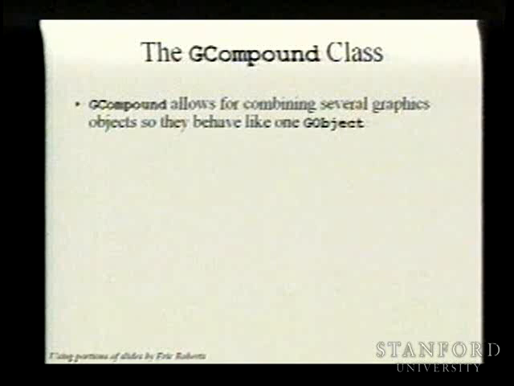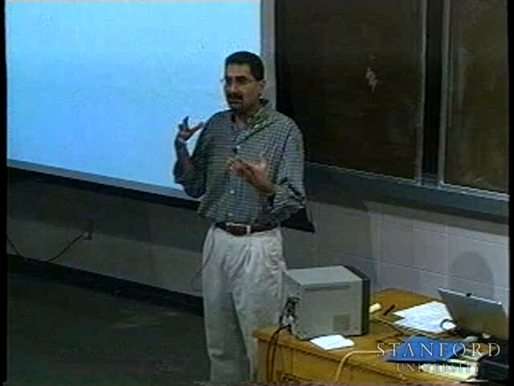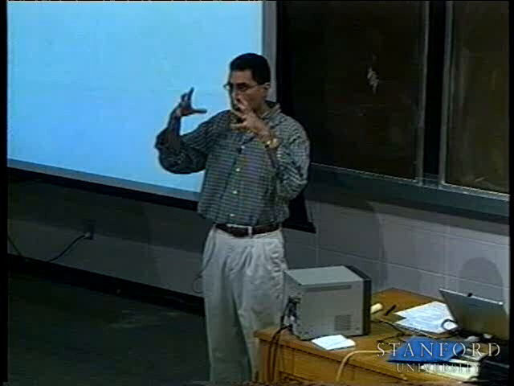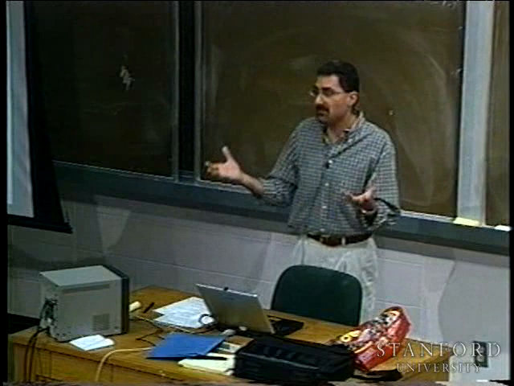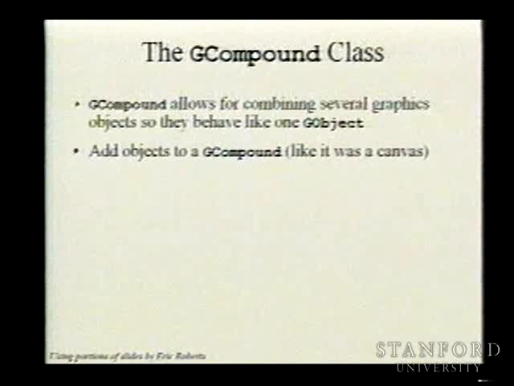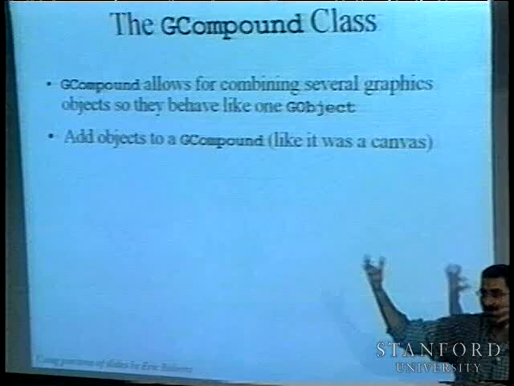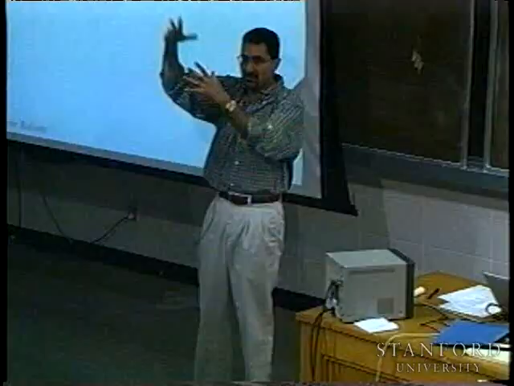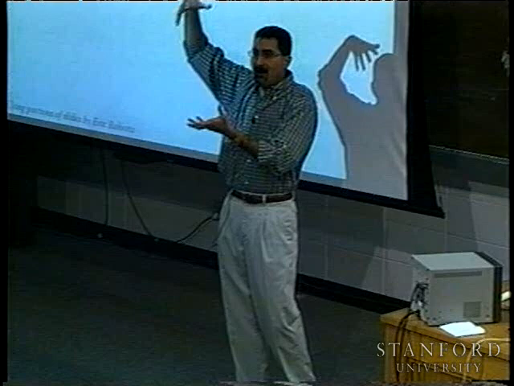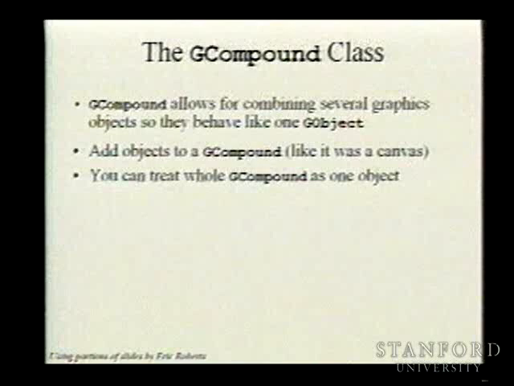GCompound basically is, as you'd imagine, a compound shape. It allows you to take multiple other shapes that you've seen and put them all together and treat that one thing as one object, which is very convenient sometimes if you want to draw something complicated and then move it all around the screen, for example, or rescale it. The way a GCompound works is you add objects to a GCompound just like it was a canvas. Just like you've done before where you have some canvas and you put objects on it and it draws pictures, if I have some GCompound and I add a bunch of objects to it, I now have this compound thing that encompasses all of those objects. So you can now treat the whole compound as one object, which is the whole reason for having this. And I'll show you an example of this in just a second.